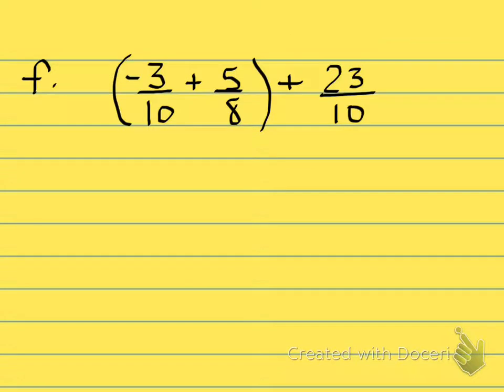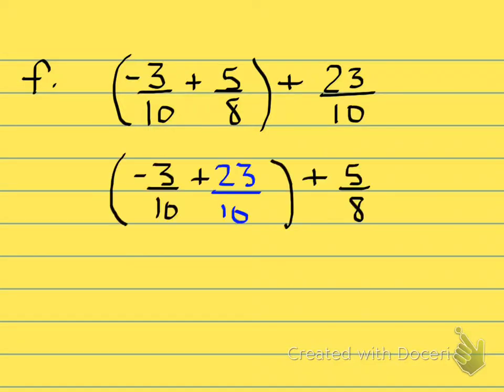So now you have -3/10 plus 5/8 plus 23/10. So we're going to once again regroup. So you should have regrouped and come up with this, -3/10 plus 23/10 plus 5/8. And then when you combine -3 and 23, you are going to get a new number, which will give you positive 20, because that's the difference, over 10. And now you're just going to copy your plus 5/8.